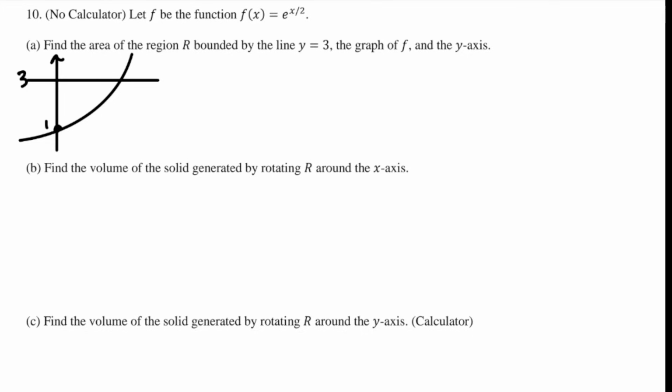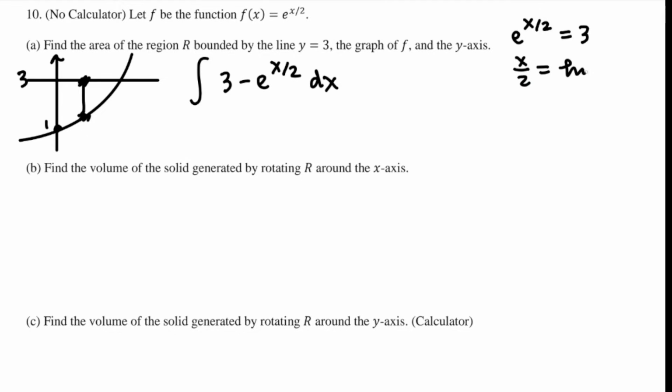Find the area of the region. I'm just going to do top minus bottom. So 3 minus f of x dx as x goes from, okay, I'm going to have to figure out where e to the x divided by 2 equals 3. So I'll say x divided by 2 is the log of 3. And x is 2 log of 3, which you could call the log of 9, but I'm just going to say, okay, x goes from 0 to 2 natural log 3.